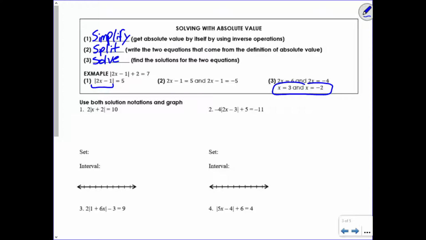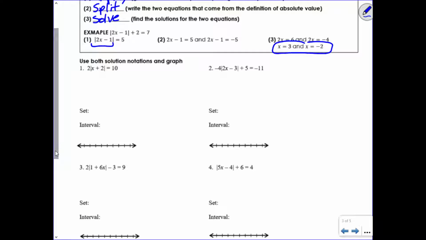Okay? Alright, so let's look at this first one. We're going to solve, and then we're going to write the solution in both notations and then graph it, but we're going to graph it first. It's usually easier. So what's the first thing that I would do? My simplify step. Divide by 2. So that's going to get me the absolute value of x plus 2 equals 5. Simplify to get the absolute value by itself.